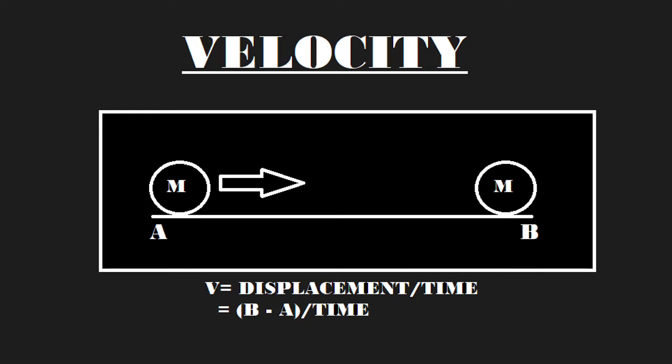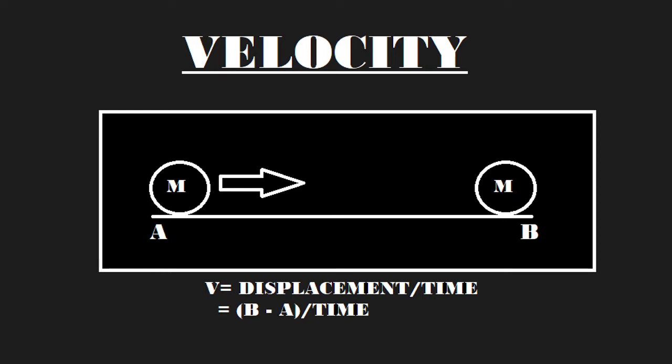Hence, velocity is a vector quantity. That is, both the magnitude and direction is taken into consideration while calculating velocity. In a given figure, velocity will be a positive value as it is moving in a straight line. The SI unit of velocity is meter per second.